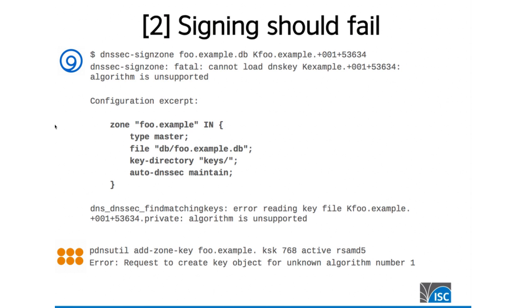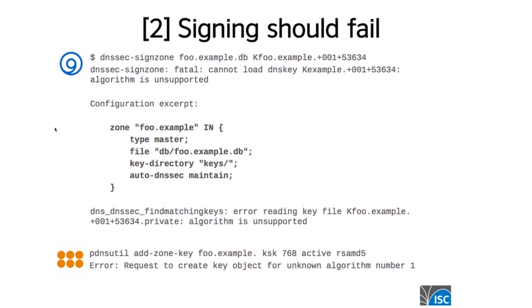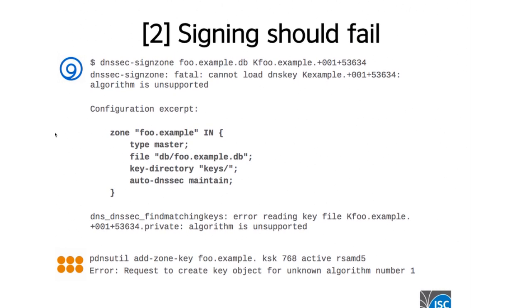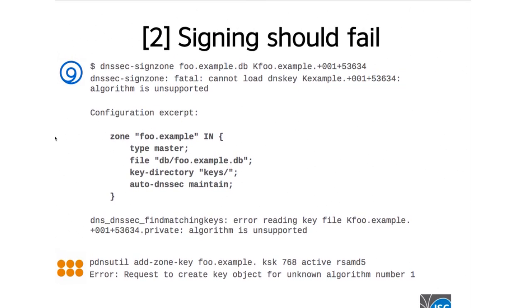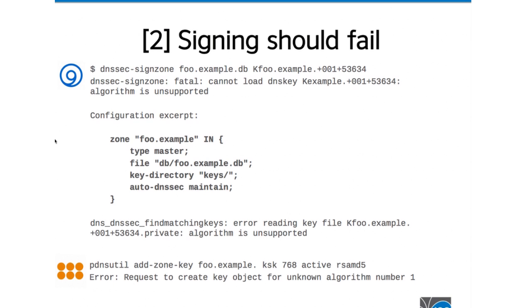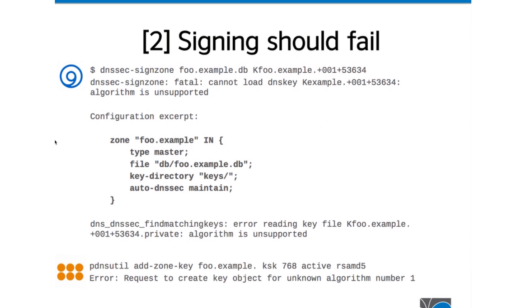Basically what I've done here is create a key with algorithm RSA MD5, and then put it in the key directory, set auto-dnssec to maintain, and then fire up BIND, and it will say, okay, I can't do this because the algorithm is not supported. It will go in the log file.